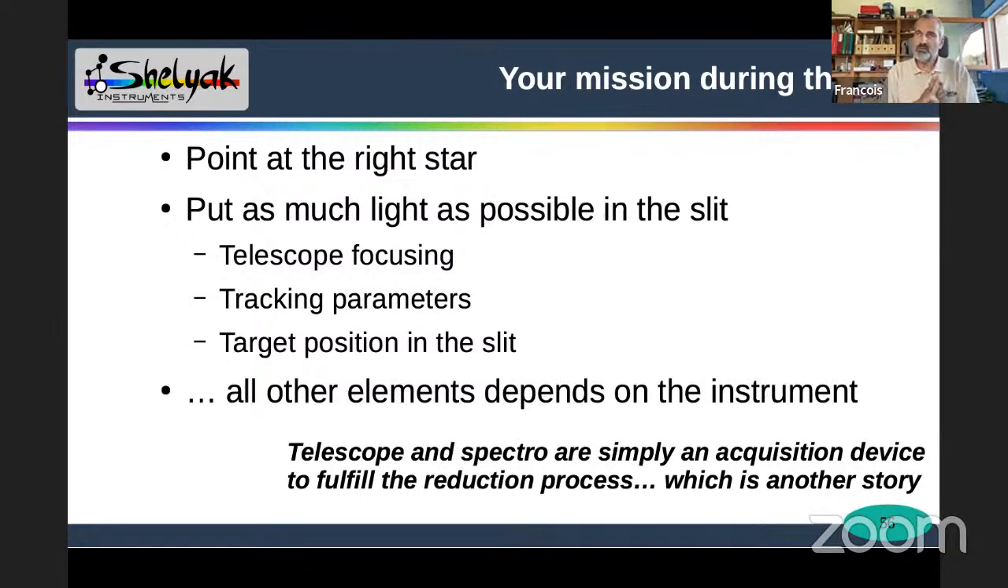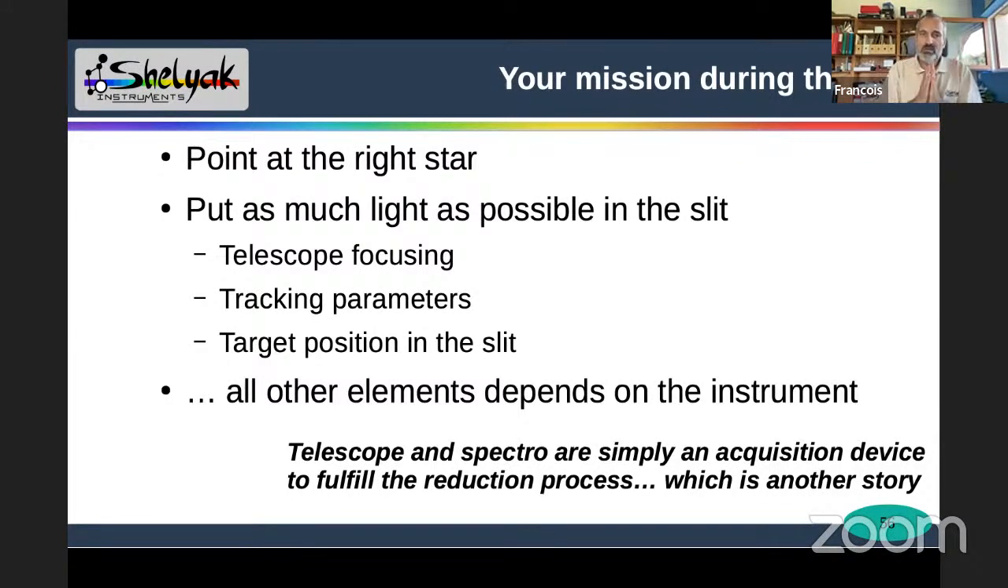And I insist on this point, because I know a lot of very experienced observers who have missed at least one time and said, oops, it was not the right star. Usually you discover that because the spectrum is absolutely not the spectrum that you expected. I do consider that an experienced observer has already made this mistake at least once in his life.